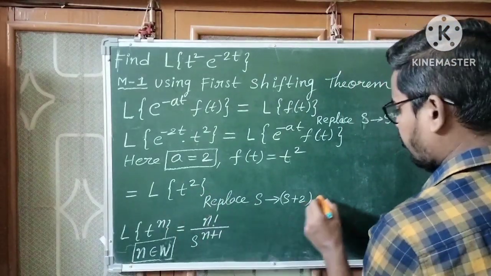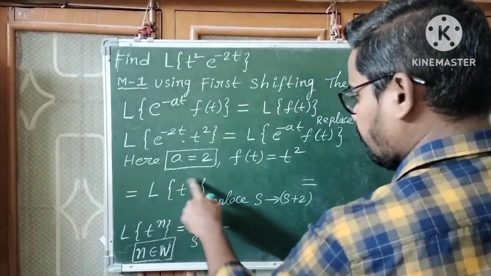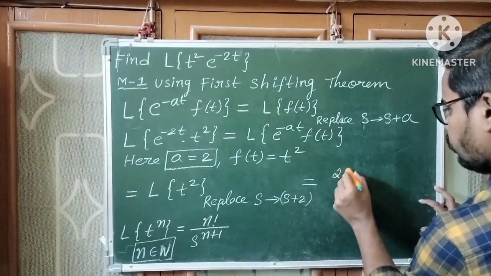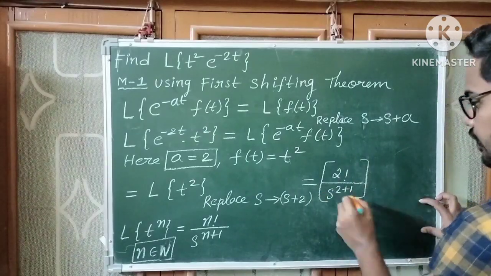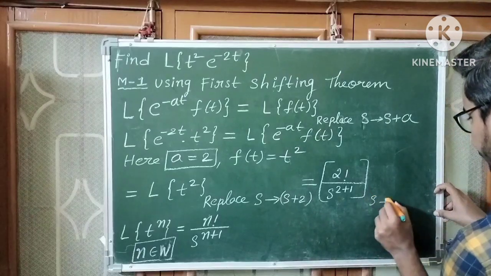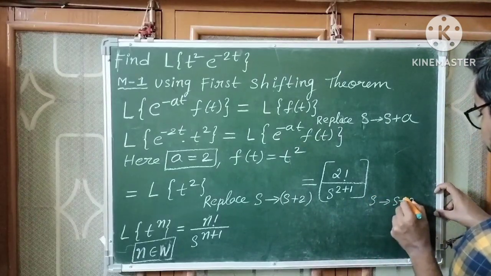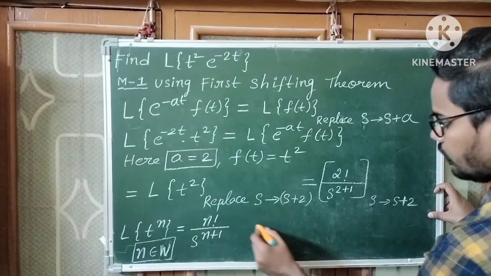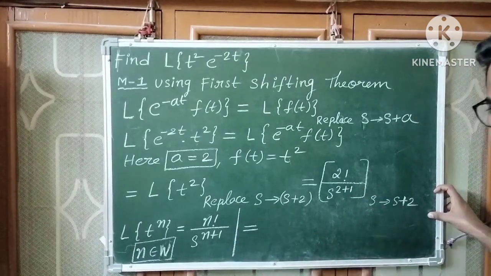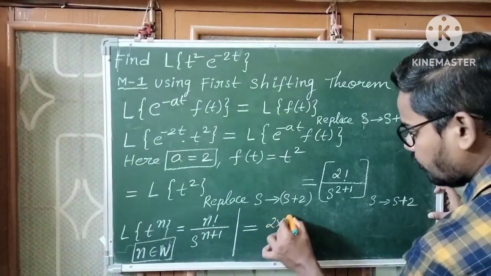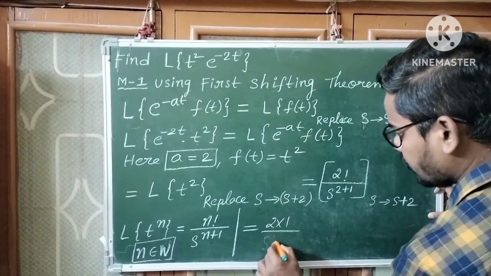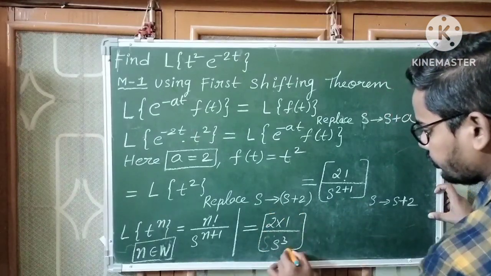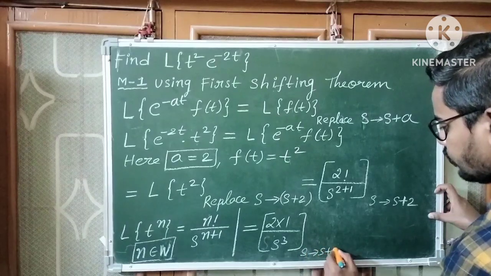So now, Laplace transform of t square is 2 factorial by s power 2 plus 1. Replace s by s plus 2. 2 factorial is equal to how much? 2 factorial means 2 into 1, by s power 2 plus 1. So s power 2 plus 1 means s cube. Replace s by s plus 2.